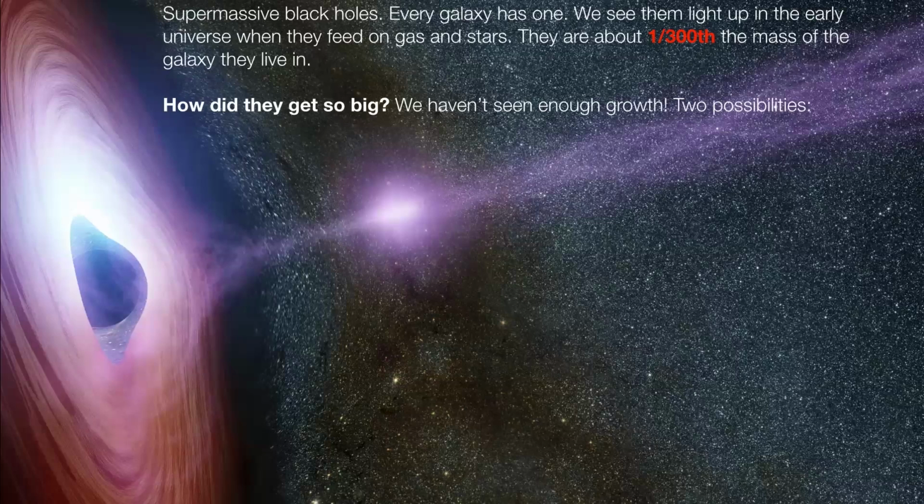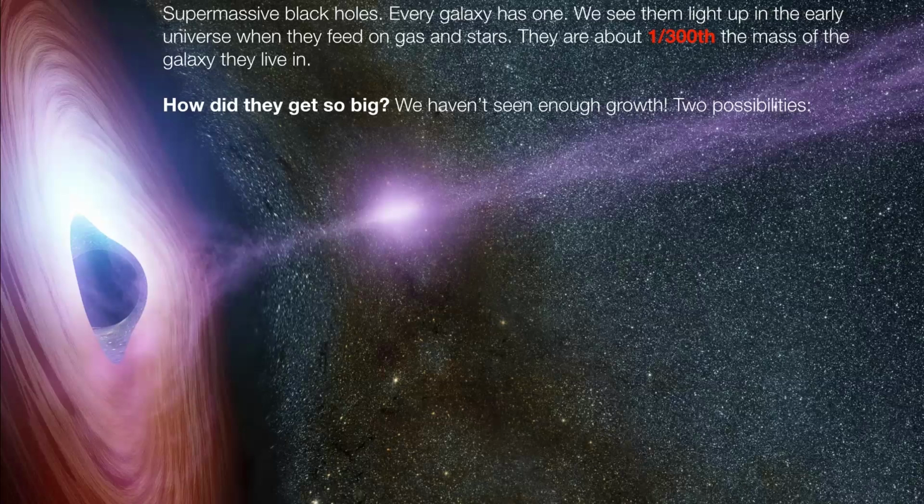So these supermassive black holes, I already talked about this a little bit. We know that every galaxy has one. They all grew at the beginning of time. We see them light up when they start feeding on gas or stars or flying gas clouds nearby. Okay? And in the nearby universe, these black holes are about 1/300 the mass of the galaxy they live in. So a 1 to 300 ratio. They're about 300 times smaller than galaxies nearby. How did they get so big? We haven't seen enough growth. We haven't seen them eating enough. They are much larger than they should be based on their diets.